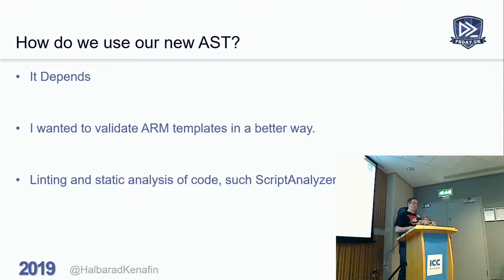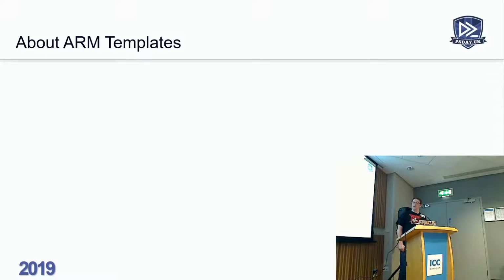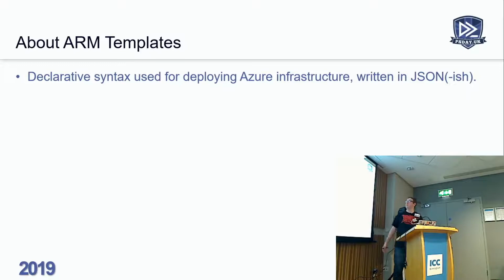So quick run through of ARM templates in case people aren't aware of them. They're a declarative syntax for deploying Azure infrastructure. It's sort of JSON, which is a really weird thing because it's definitely called .json and looks like JSON, but you can put comments in line, which JSON doesn't allow. ARM's like, yeah, whatever, just do it. I don't care. And that's fine. Just don't run it through a JSON parser, basically.